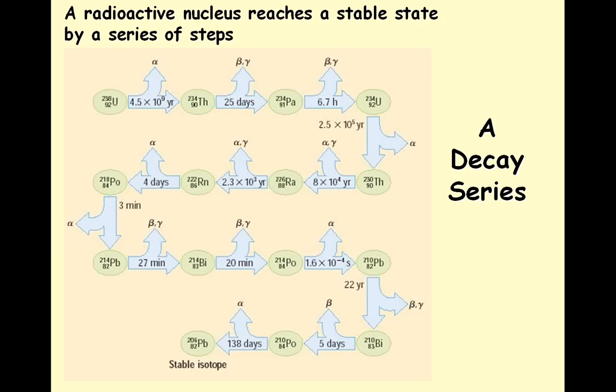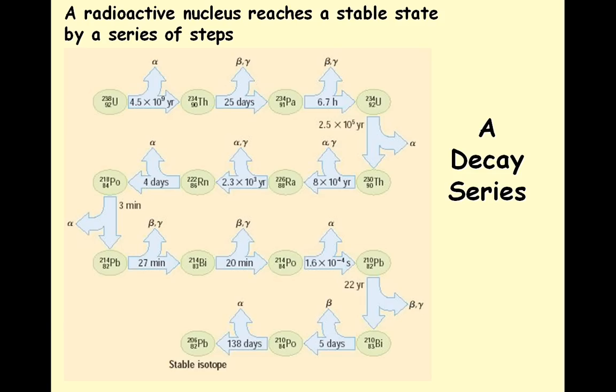Now, this is a particular element. This is uranium-238, and it actually will go through an entire pathway of decay to reach a stable state. In the upper left corner you see uranium-238, and then across the top you see an alpha particle given off, then a beta and a gamma, and then a beta and a gamma, all the way down to the bottom left where it's labeled stable isotope. Once that uranium-238 reaches lead-206, it's reached a stable isotope, so it will stop decaying.